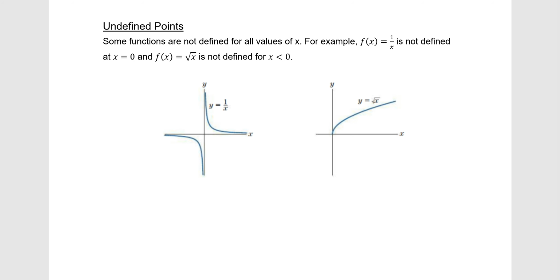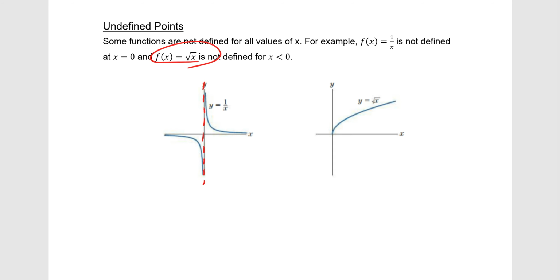And for the next thing, we have undefined points. So some functions are not going to be defined for all values of x. Domains might not always be negative infinity to positive infinity. If we take a look at f of x is 1 over x, we can see that it is not defined when x equals 0 because we cannot divide by 0. 1 over 0 is undefined, so it's not defined there. And if we take a look at the graph right here, we can see that at x equals 0, there's actually a vertical asymptote, which I'll mention in a second. So there's a vertical asymptote right here, not defined at x equals 0.